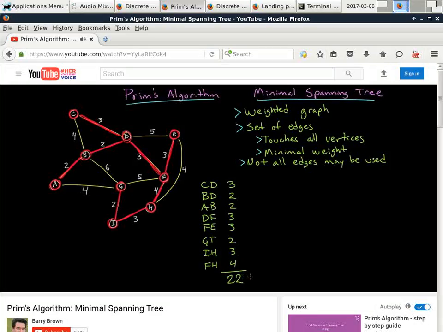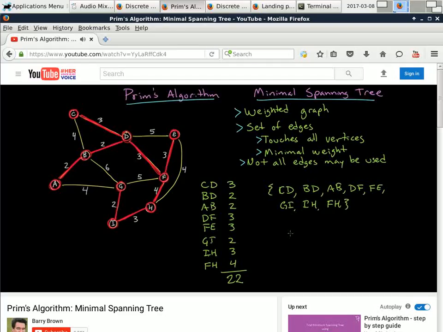So as I said, the output of the algorithm is a set of edges with weights. So here is the set of the edges: C, D; B, D; A, B; E, F; G, I; I, H; and F, H. That is a minimal spanning tree.